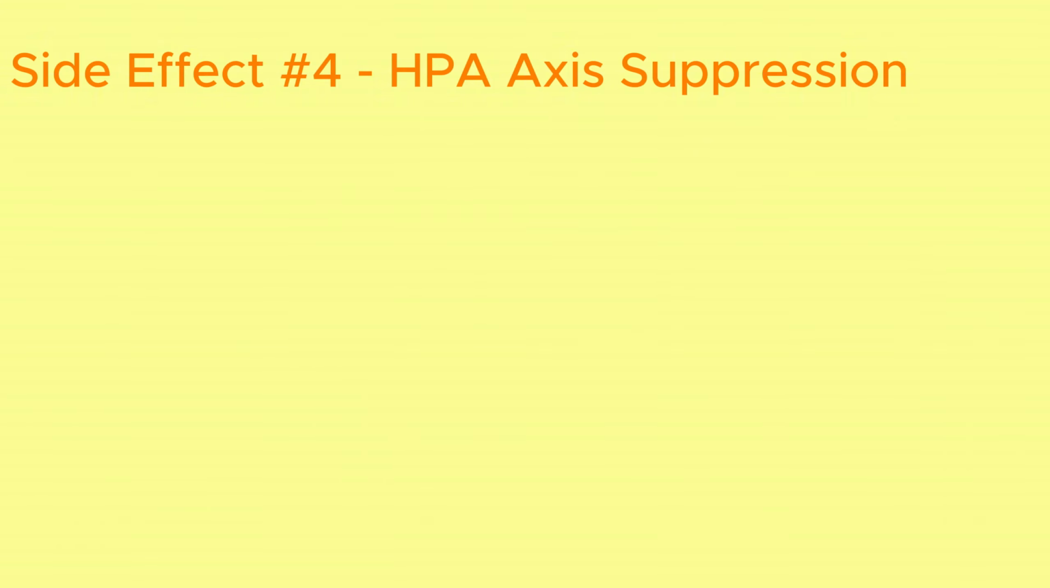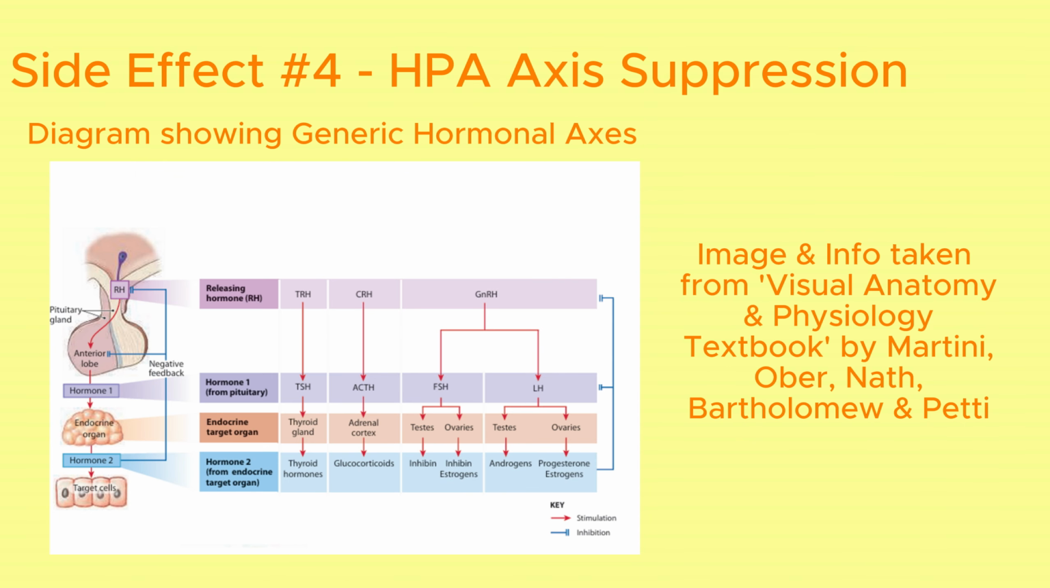Lastly, one of the most important side effects of corticosteroids is that it can cause HPA axis suppression. Now, what this means is that in the body, there exists a hormonal regulation system that regulates the release of corticosteroids that are naturally intended to be used for the stress adaptive response.